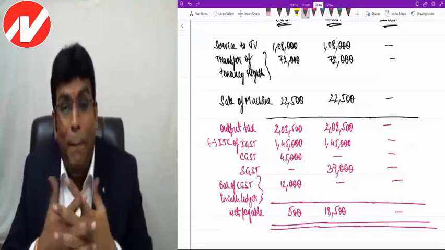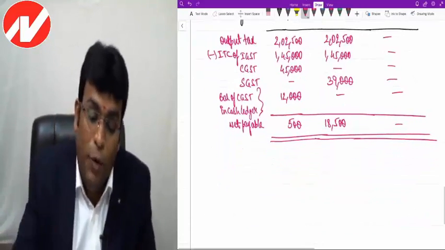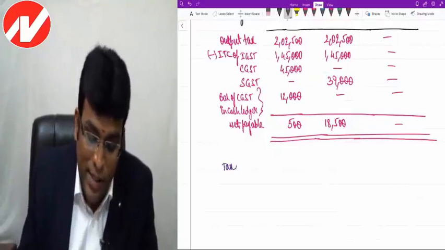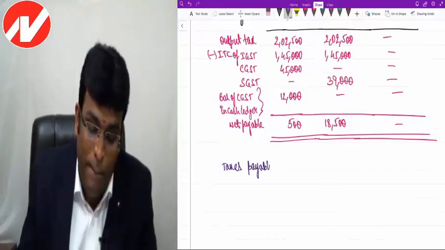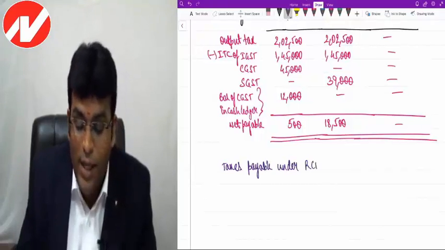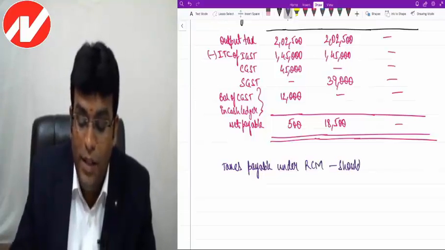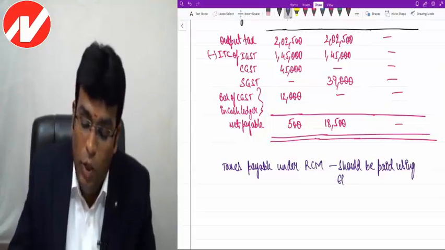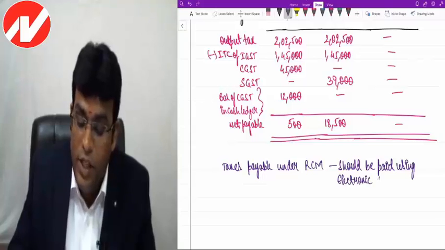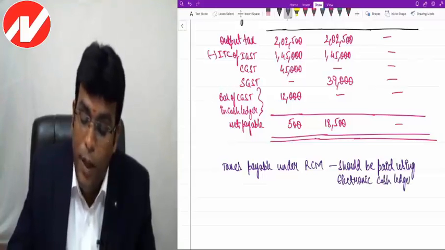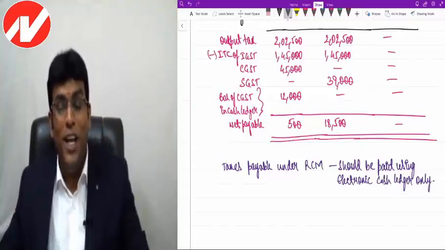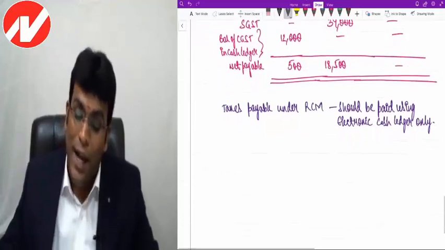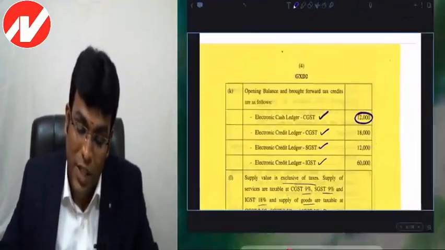And moreover, apart from this, my dear friends, an interesting point what I will tell you is that taxes payable under RCM should be paid using electronic cash ledger only. We cannot use credit ledger because whenever we have to pay some tax under RCM, we can't use credit ledger. Definitely we have to use cash ledger.